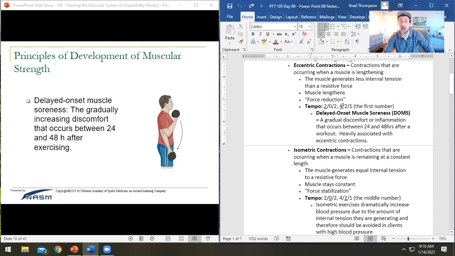So that's actually why when you look at beginning clients, we will start them on this 4-2-1 tempo. We go 4 seconds on the eccentric, 2 seconds isometric, 1 second concentric. And that's a really great way for us to make sure that our new clients are strengthening their connective tissue while they're also growing muscle. Because if you grow your muscles like crazy, you might pull your connective tissue and get an injury, right?